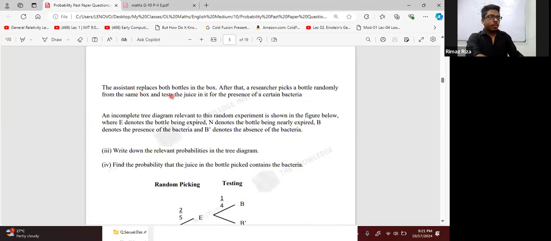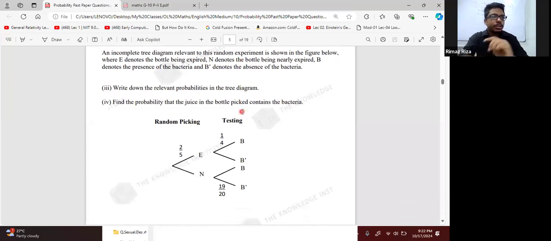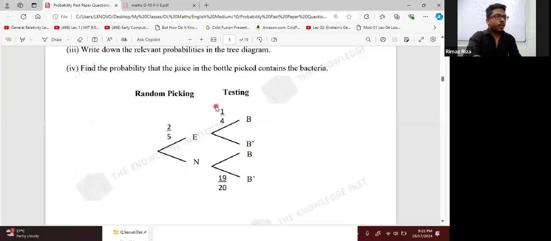The assistant replaces both bottles in the box. After that, a researcher picks a bottle randomly from the same box and tests the juice in it for the presence of a certain bacteria. So after this experiment is done, the assistant replaces both the bottles inside the box, and then the researcher checks for a certain bacteria. An incomplete tree diagram relevant to this random experiment is shown in the figure below, where E denotes the bottle being expired, N denotes the bottle being nearly expired, B denotes presence of the bacteria, and B dash denotes the absence of bacteria. Write down the relevant probabilities in the tree diagram. Here they have given an incomplete tree diagram, so you have to complete this.